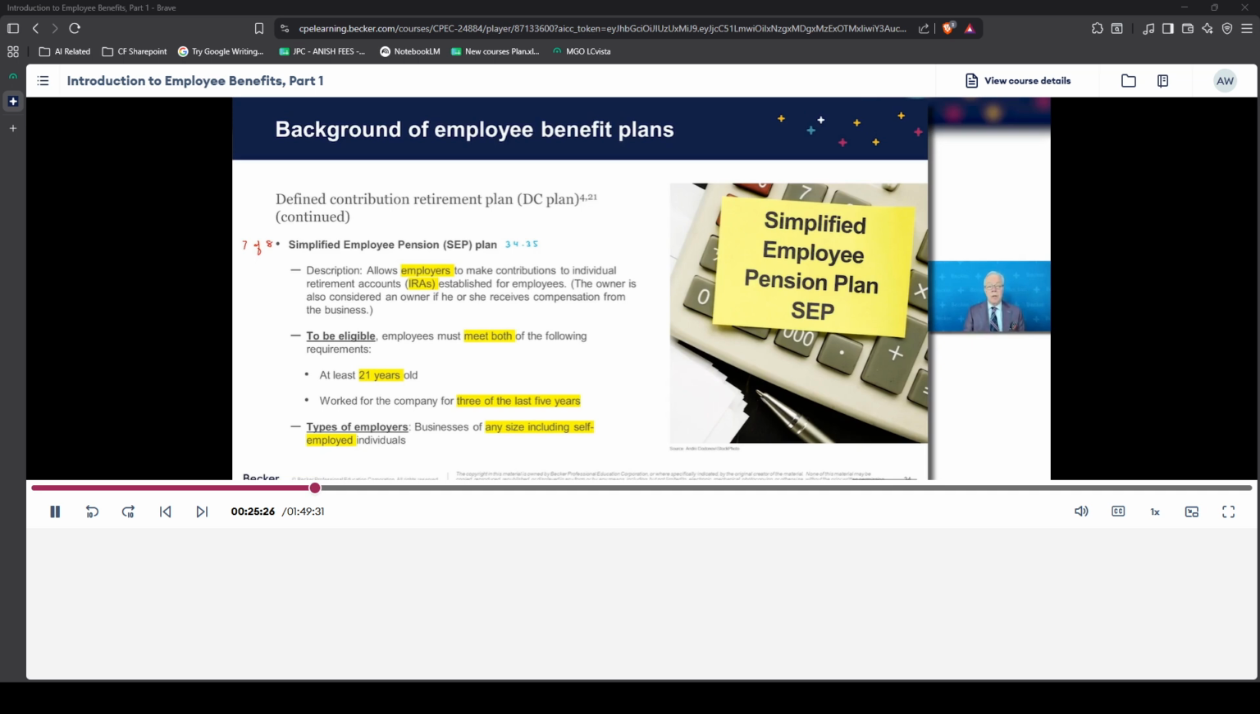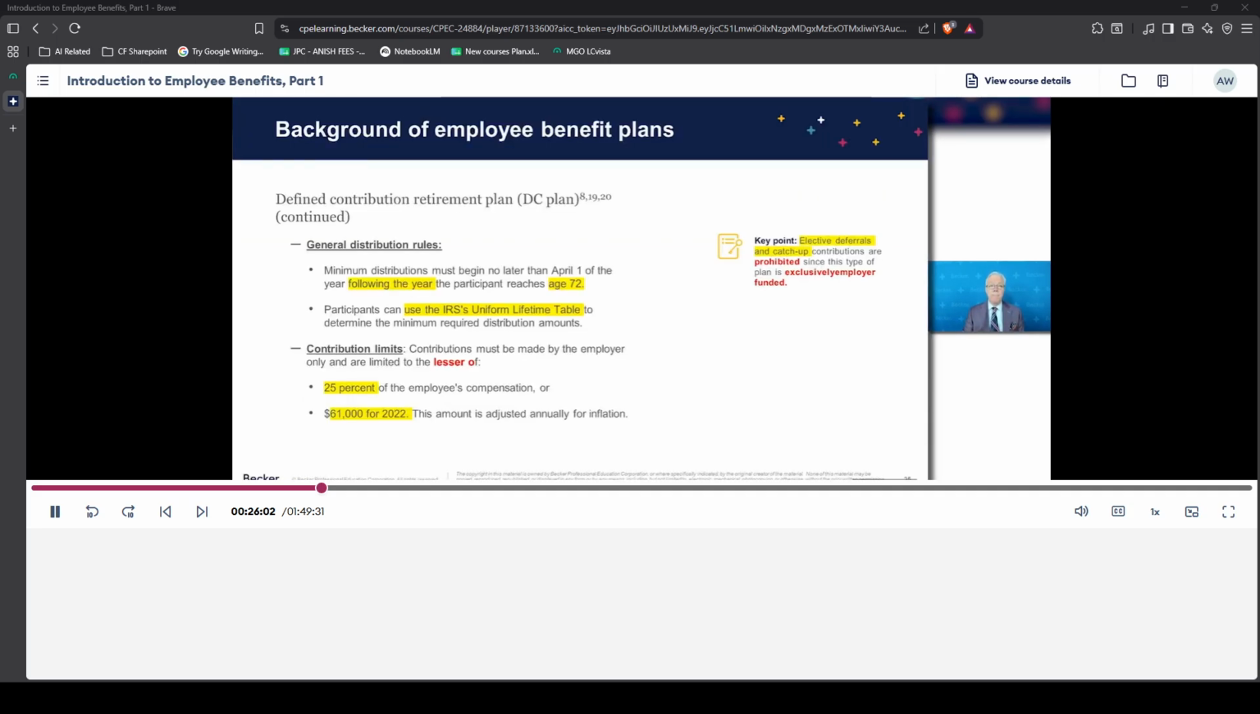Number 7, simplified employee pension plans, your SEPs. The description: it allows an employer to make contributions to individual retirement accounts, like an IRA, established for employees. Now, the owner is also considered an employee if he or she receives compensation from the business. Notice, to be eligible, the employee must meet both of the following. They have to be at least 21, and they had to work for the company 3 out of the last 5 years. The type of employers: it can be any kind of company, any size, and even self-employed.